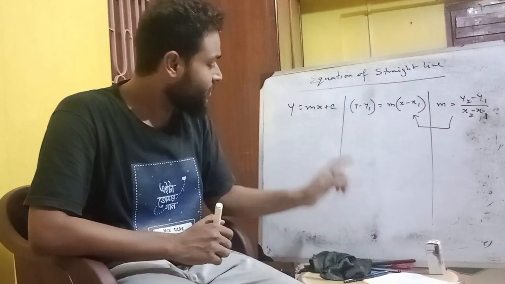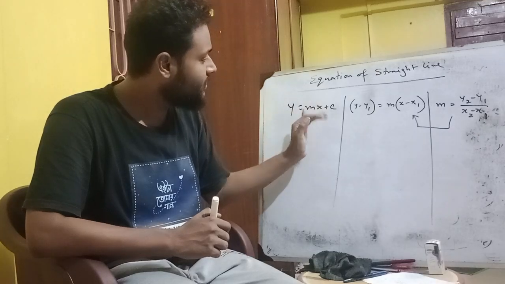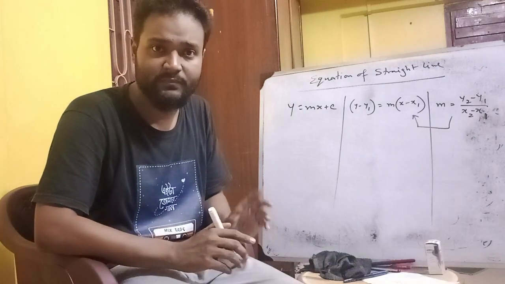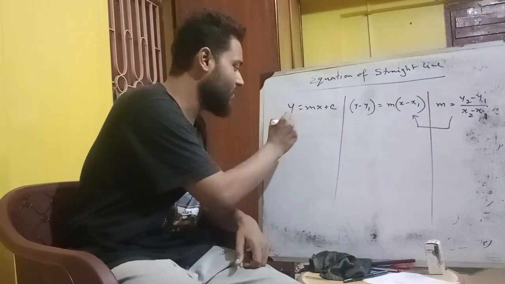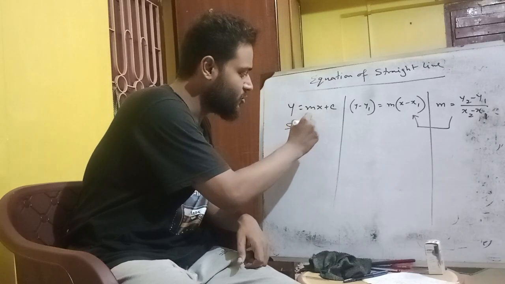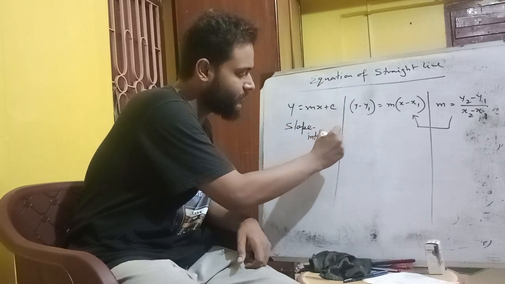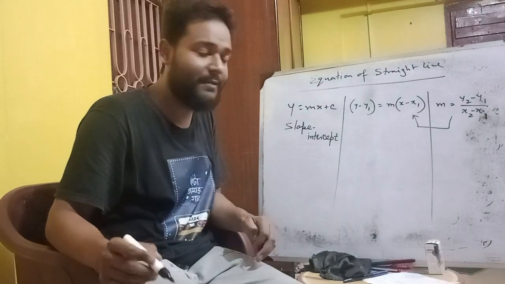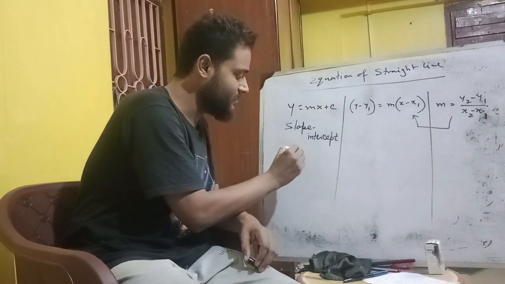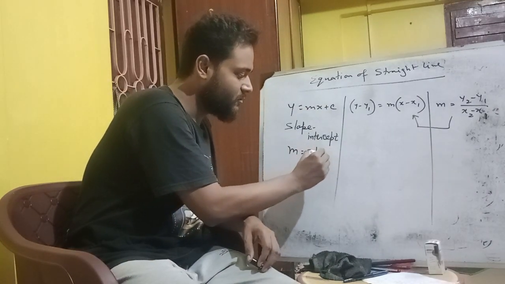Now first, this is the slope intercept form. Slope intercept form: y equal to mx plus c, where m is equal to the slope.